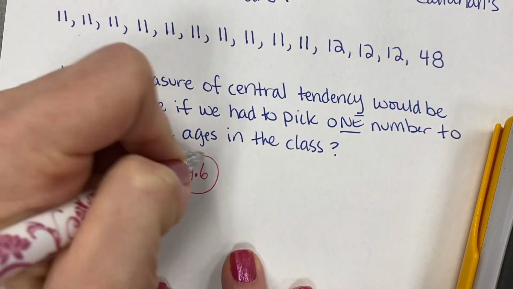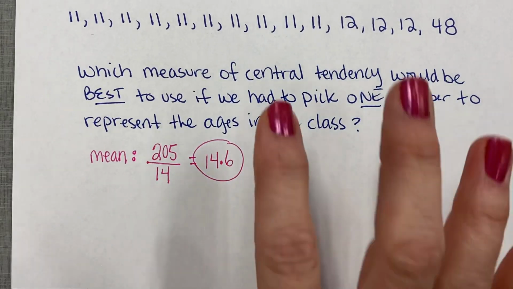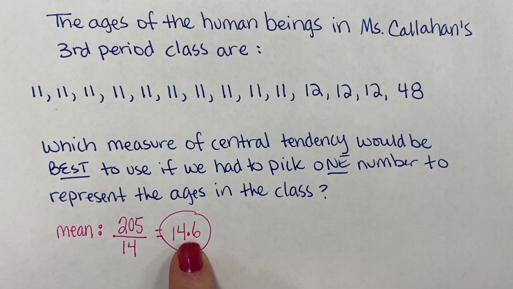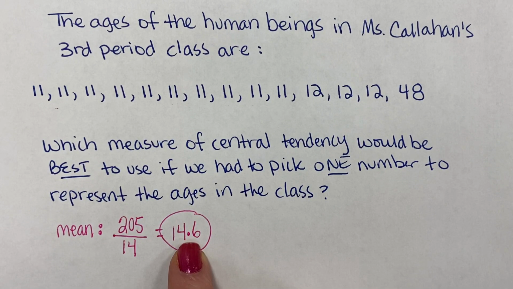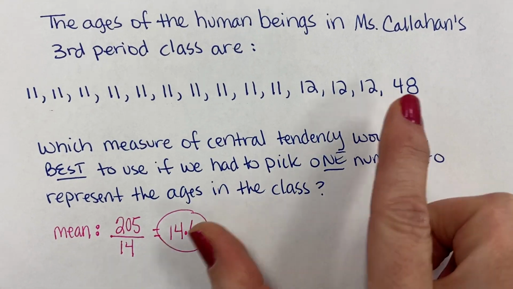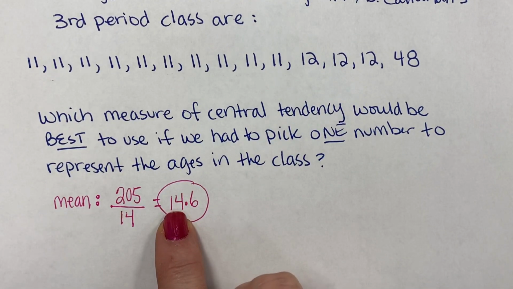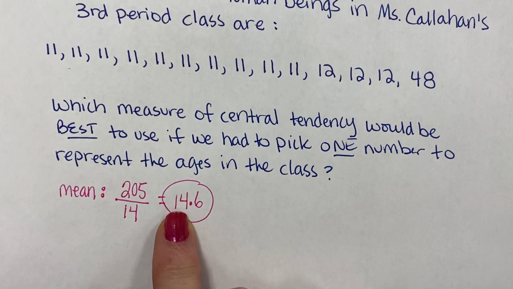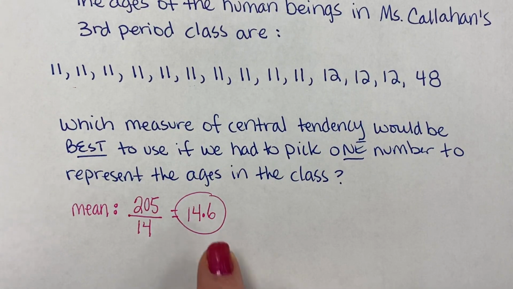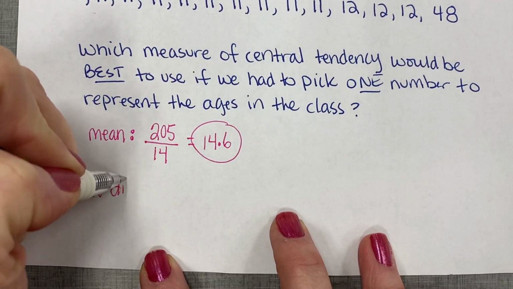So if I use the average as one number to represent the age of the humans in this room, it's 14.6. That seems a little weird because besides the teacher, there's really nobody in the class this age. So using 14.6 to represent these ages seems a little weird. Let's move on. Let's calculate the median. Let's see what that gives us.